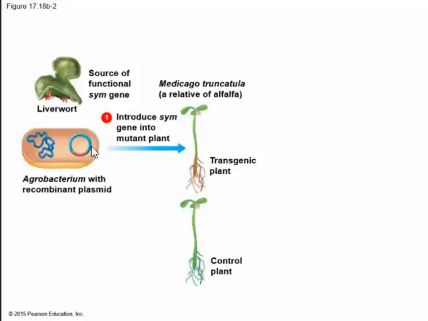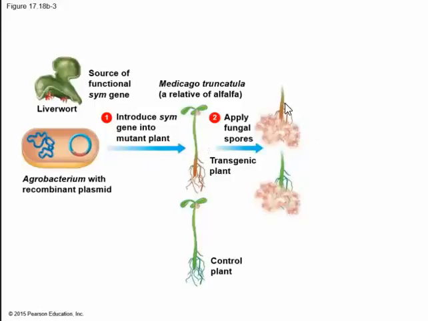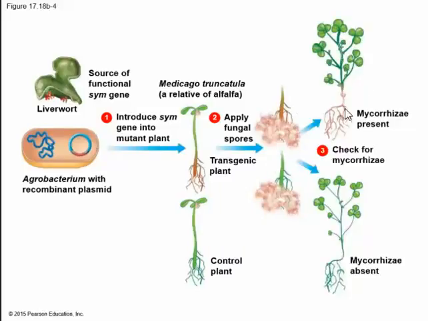We infect it with this agrobacterium. We infect this mutant. And then we apply the fungal spores. And then we end up with mycorrhizae. The mutant plant with the gene has the mycorrhizae. And the other plant, the control plant, we did not introduce the gene. It's absent.